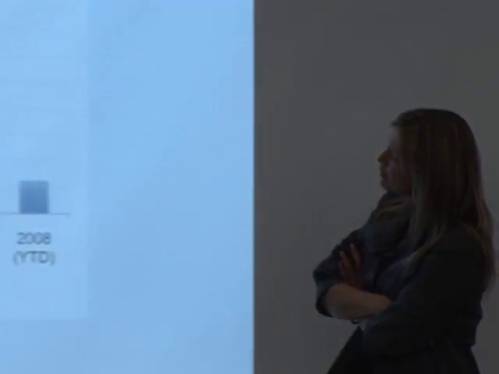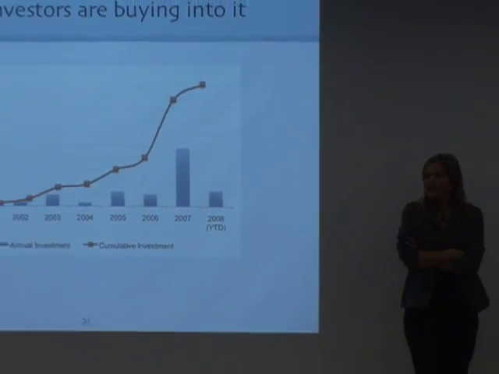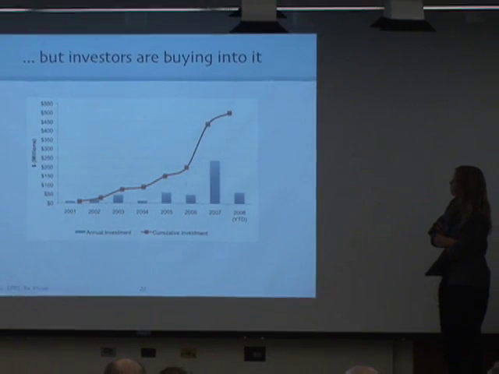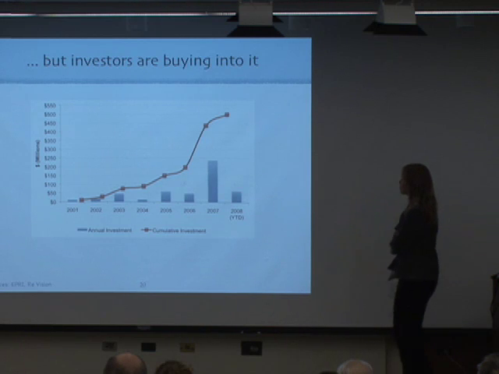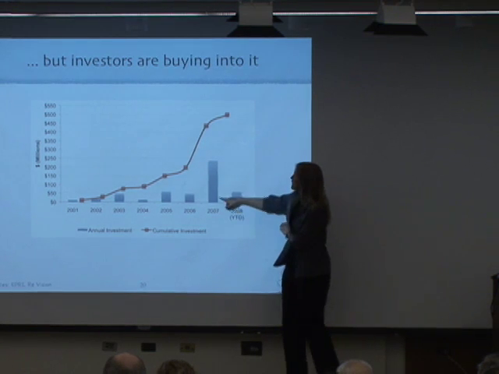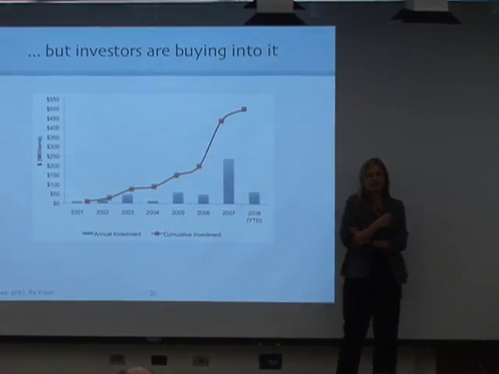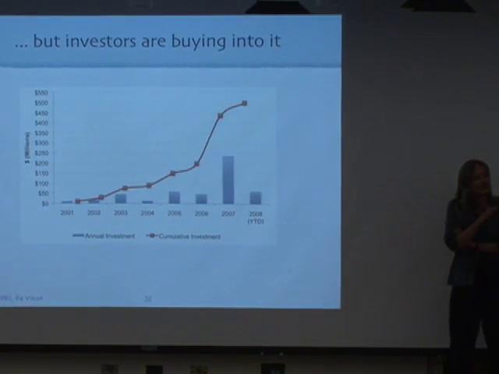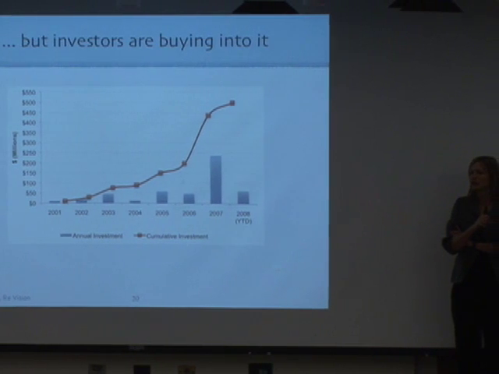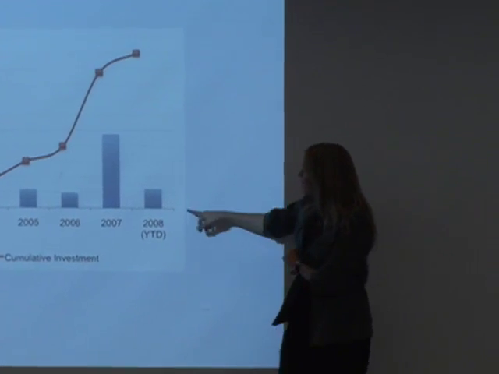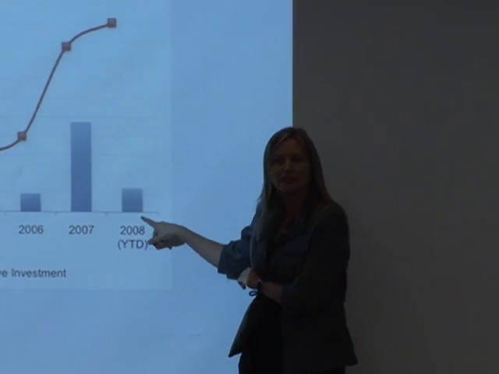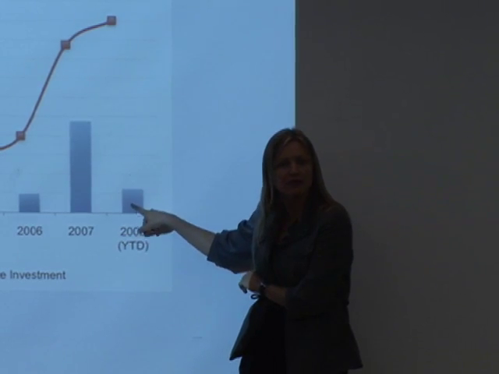Investors, though, are buying into it, as I was saying. Here is the annual investment in the world in blue per year, and then the cumulative investment in red. And you can see that especially in 2007, we had almost $220 million invested. And really these investments started in about 2001. So every year it's growing. The 2008 number was for earlier this year, so this is up to the month of April or May.